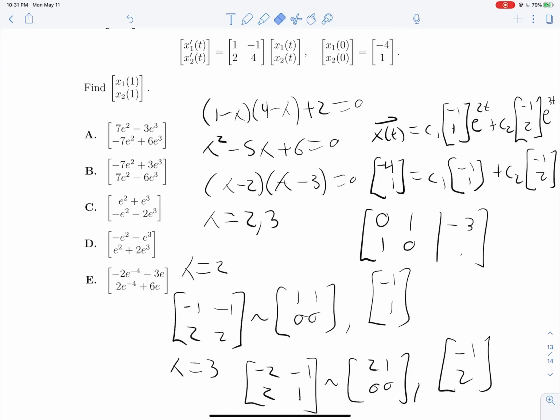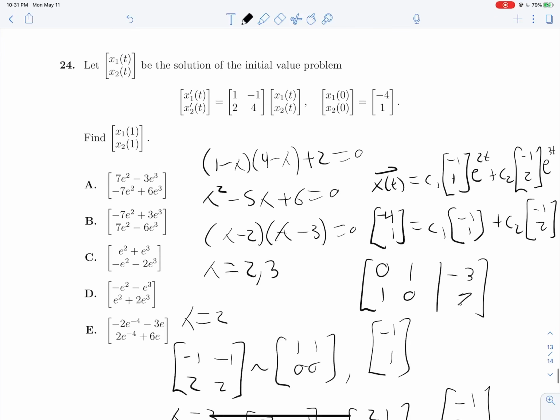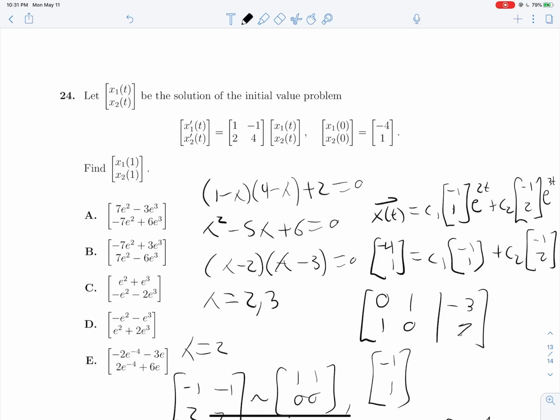Subtracting 2, I'm getting 7 right there. Okay, perfect. That tells us that C1 is equal to 7, so x of t is equal to 7 times [-1, 1] e to the 2t plus c2. Well, c2 is negative 3, so negative 3 times [-1, 2] e to the 3t.